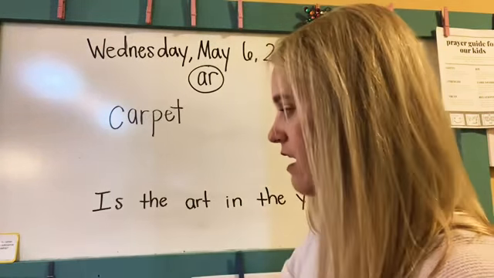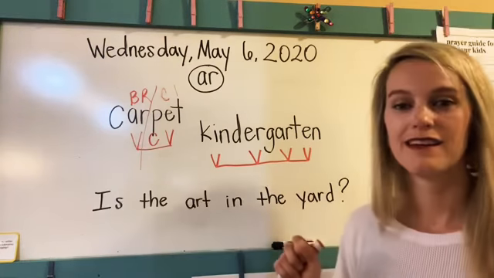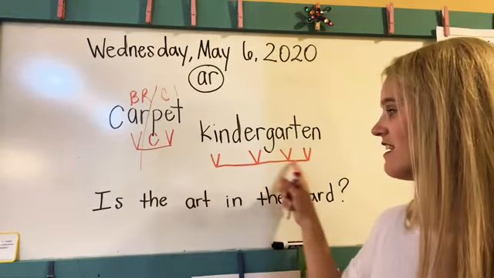Pause the video and see if you can decode this word. The first thing that I did was I identified all of my vowels. The I, the ER, the AR, and the E. And then I drew the bridge. And let's go ahead and label this bossy R. Bossy R and bossy R. There's two bossy R's in this word. Now let's identify our consonants.